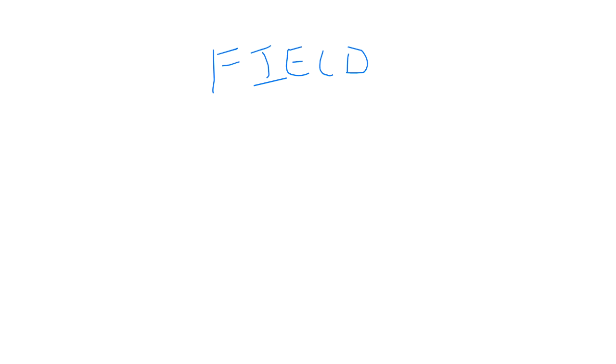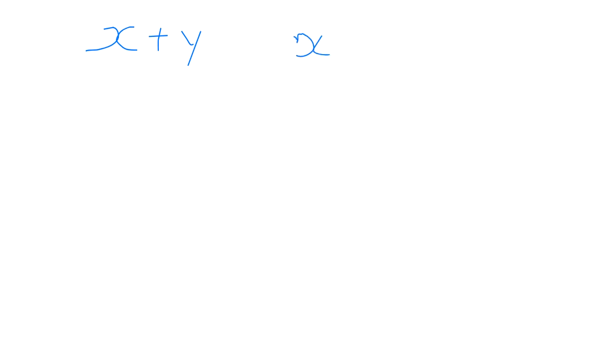I said F is called a field if it has two operations defined on it: addition, x plus y, and multiplication, x times y.